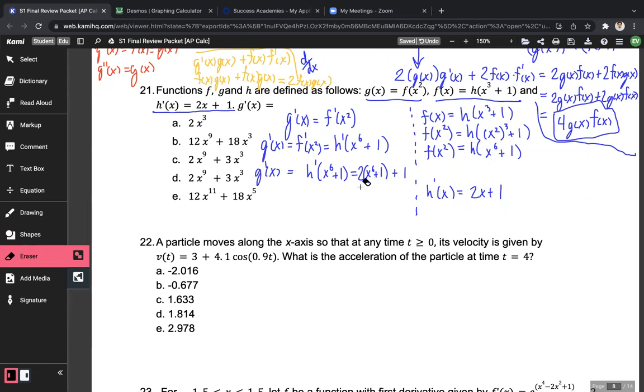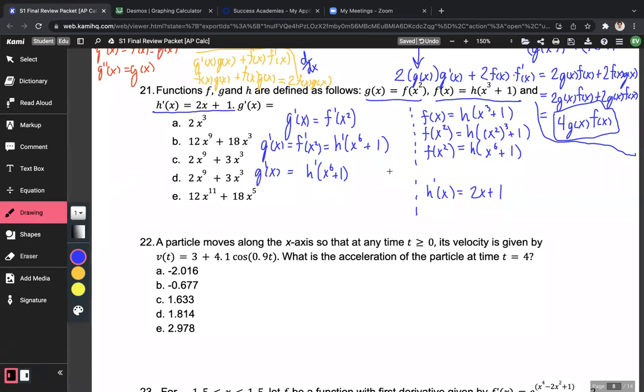All right, so my error was that h prime of x to the 6th plus 1, man, I was so close too. It's going to equal, just like we said, 2 times x to the 6th plus 1 plus 1. All of that jazz is unchanged. But I now need to multiply that by the derivative of what's inside, x to the 6th plus 1. So that is just going to be 6x to the 5th.